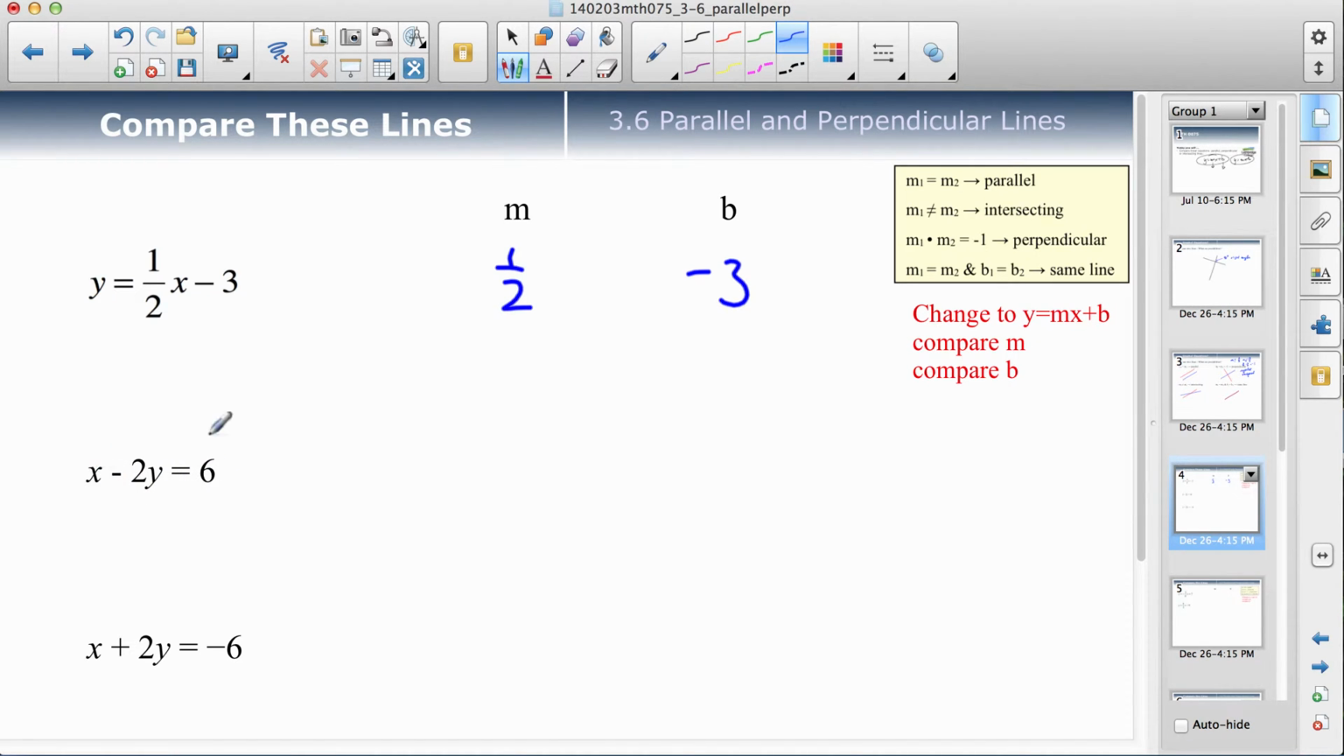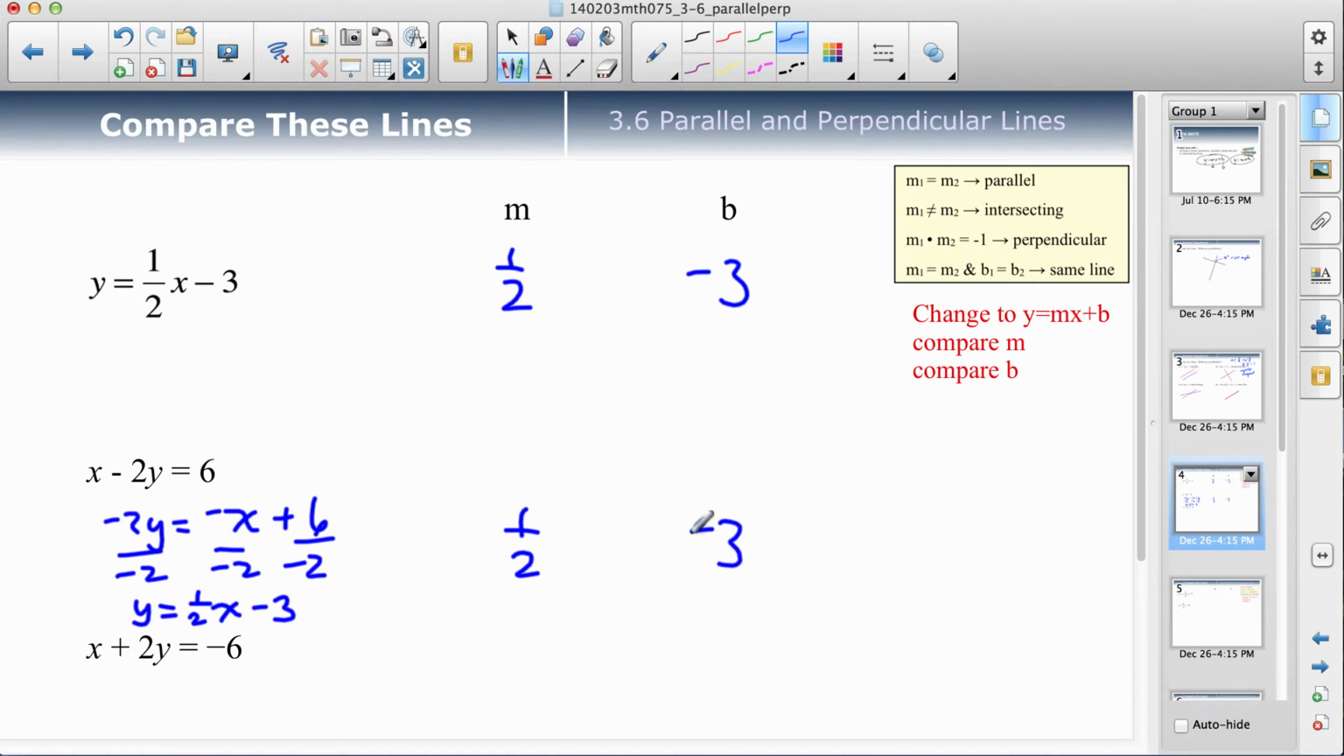Okay, let's take a look at the next one. It's not in the right format, so let's take the x over. It'll be -2y equals -x plus 6. We'll divide everything by -2. So y is equal to, a negative divided by a negative is a positive, so that would be 1/2 x, and 6 divided by -2 would be -3. If I take a look at this one and this one, the slope is 1/2 and the y-intercept is the same. So these two here are the same lines.